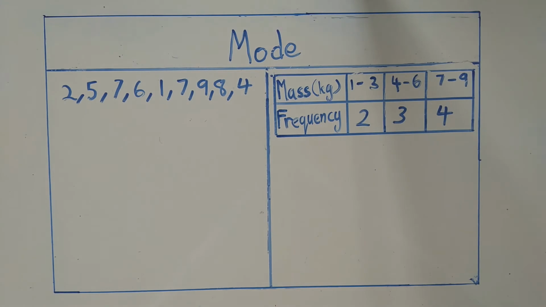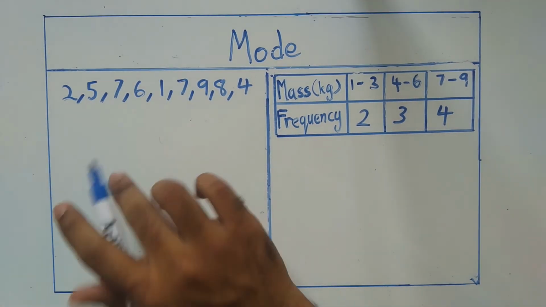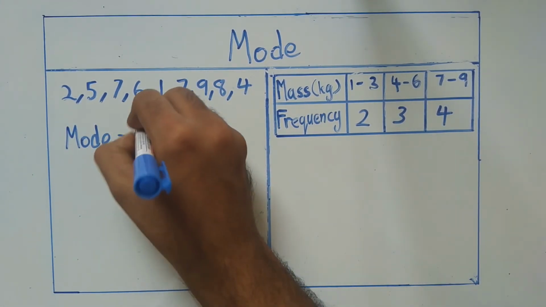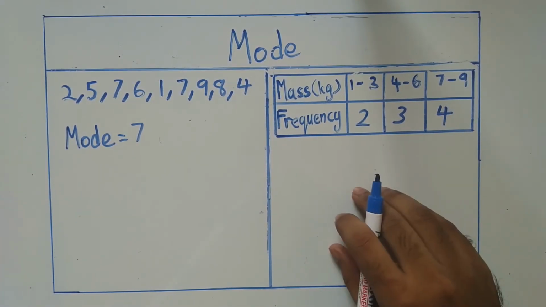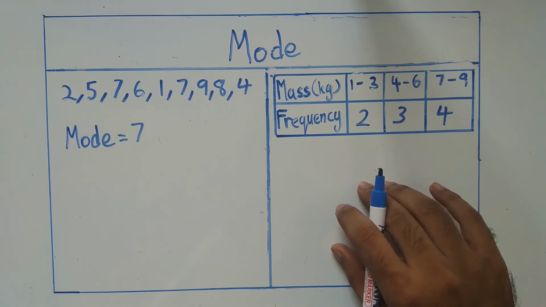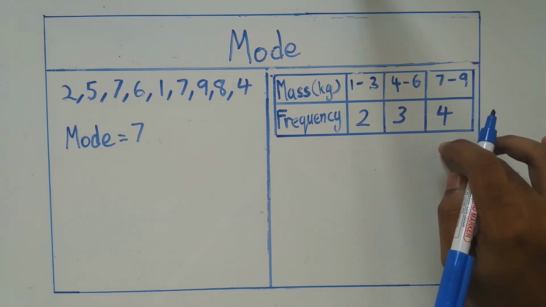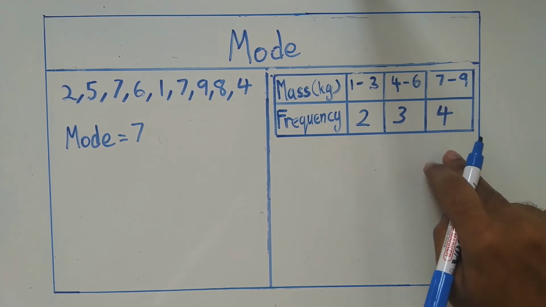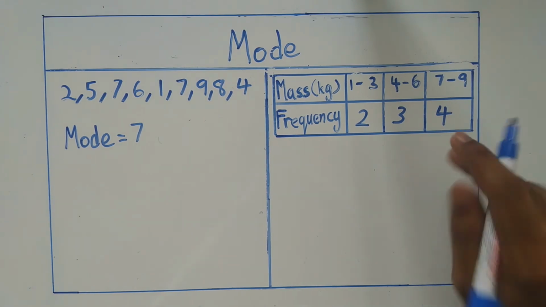The mode is the number that is the most frequent in the dataset. In the ungrouped data, the mode is 7. In grouped data, we do not call it a mode, but we call it the modal class. The modal class is the class with the highest frequency. Here, this is the highest class, hence the modal class is 7 to 9.